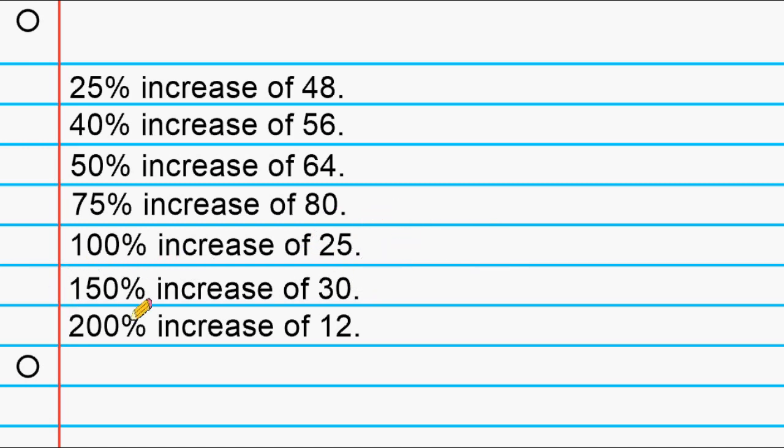Now a 150% increase is the same thing as multiplying something by 2.5 times. So one way we can think about this is we know that one group of 30 is 30 and half a group of 30 is 15. So if you add 30 and 15 together, that's 45. So 150% of 30 would be 45. And then you would add 45 to the original amount of 30, which would give you 75.